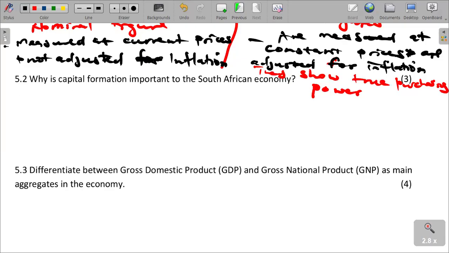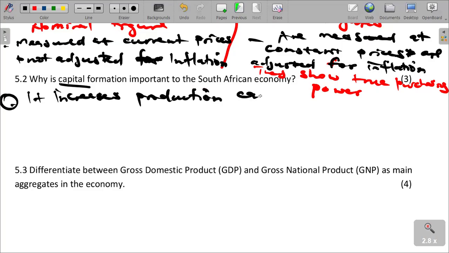Number 5.2, why is capital formation important to the South African economy? We need to understand that it is important. It increases production capacity. That is one key point I want you to note: more machines, factories, and technology can be acquired.